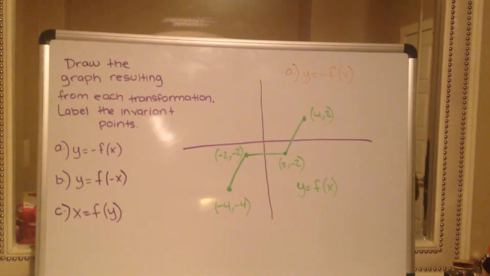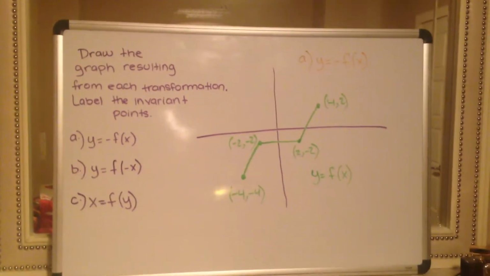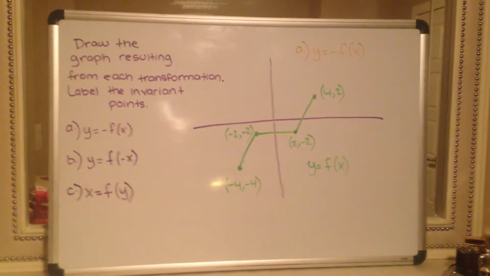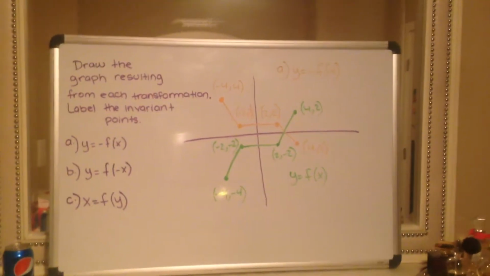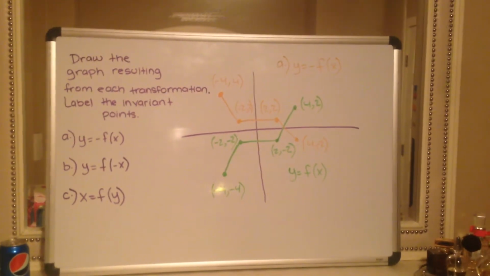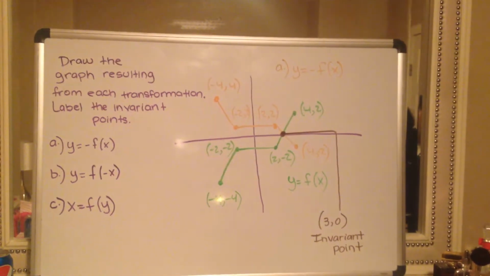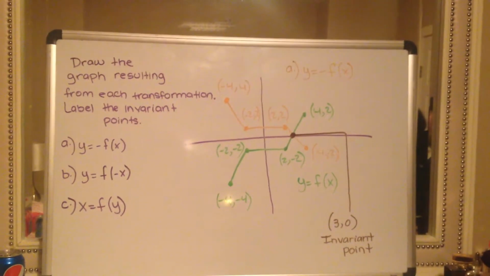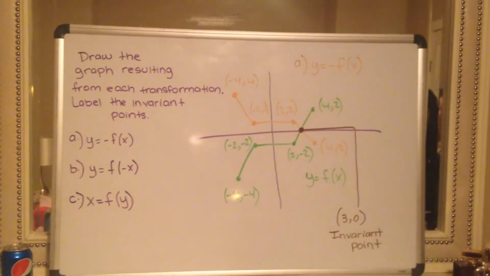Here we're doing part A. The negative in front of the function means multiply all the y values of the graph by -1. In other words, we are reflecting the graph about the x-axis. Here we multiplied all of the y values by -1, plotted them on the graph, and joined them. In a reflection about the x-axis, the invariant point lies directly on the x-axis. The invariant point for this reflection is 3, 0.